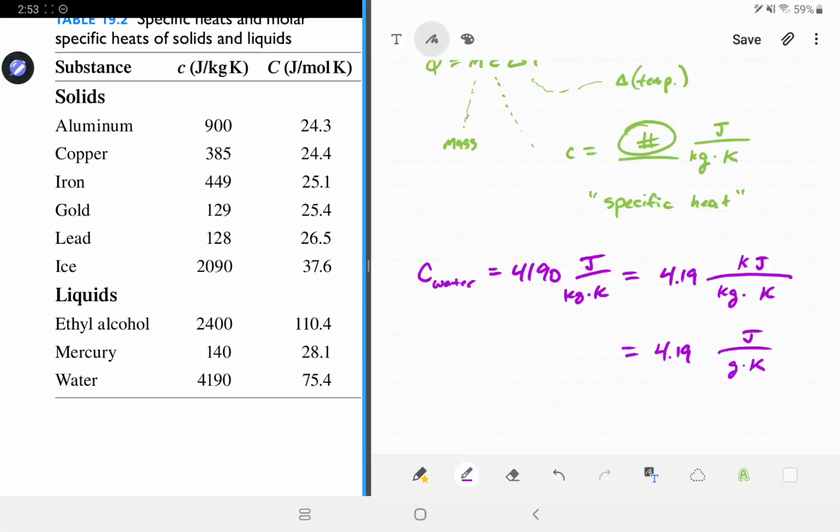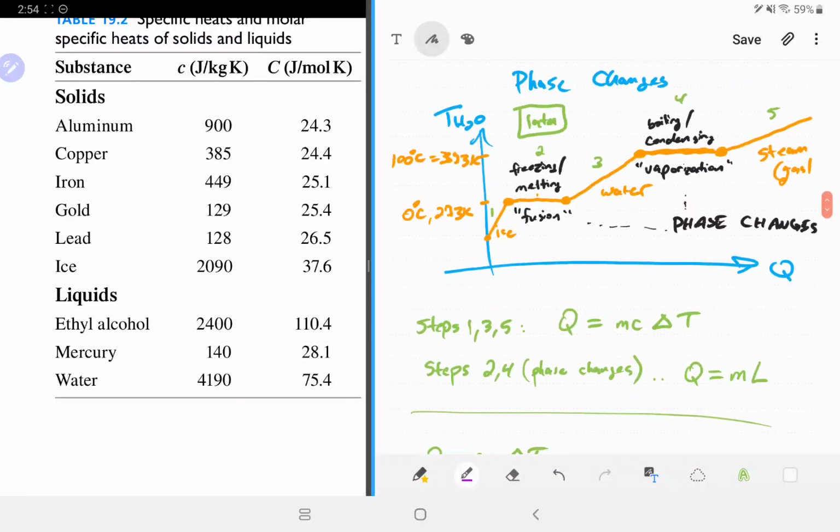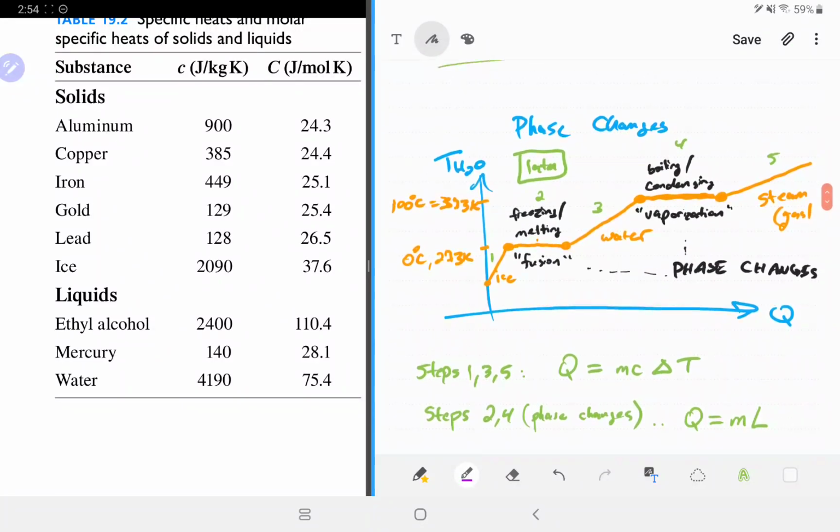The original point I was making, though, was that, see how water and ice have two different numbers? So ice doesn't require as much heat to get the same temperature difference. So see how on this diagram, I accidentally did this correctly. So notice how ice is gaining temperature at a greater rate.